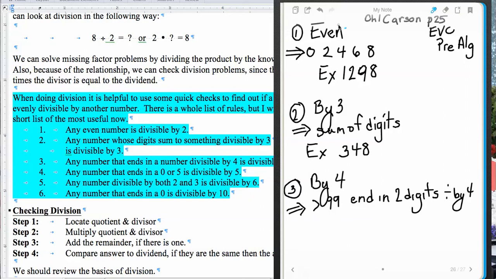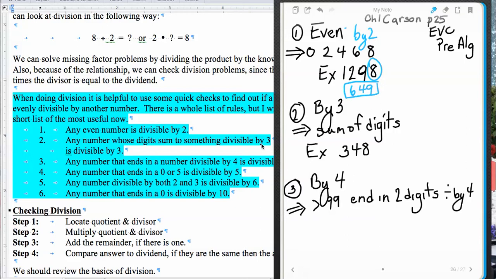First off, if a number is even, and remember, even means it ends in a 0, a 2, a 4, a 6, or an 8, then you know it's going to be divisible by 2. So we know that 1298 is divisible by 2 because it ends in the 8 here. Let's check that out. 2 will go into 12 6 times, 2 goes into 9 4 times with 1 left over, and 2 will go into 18 9 times. So you see that this is indeed divisible by 2.